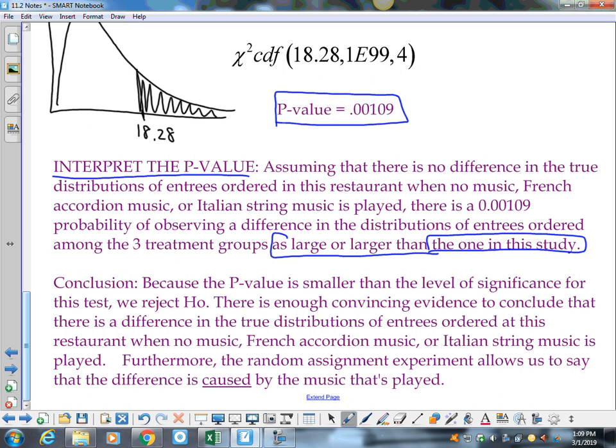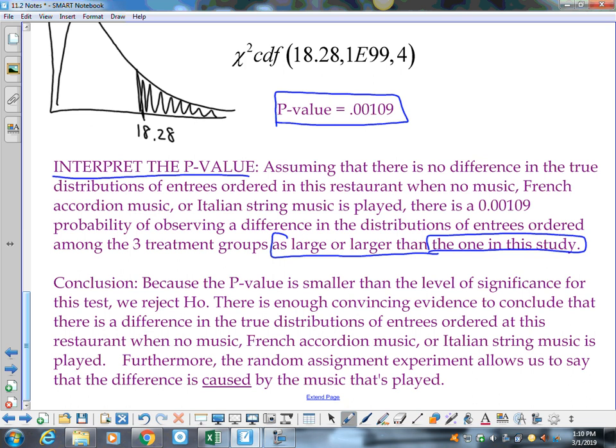How are you going to get good at doing this? Practicing it on your homework. Okay, then we have this cute little conclusion. Because our p-value is tiny and smaller than the level of significance for this test, we reject H sub O.